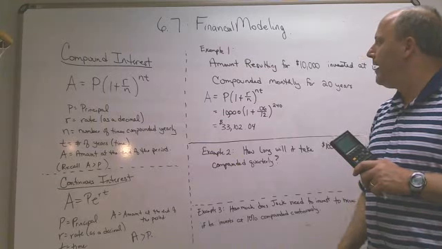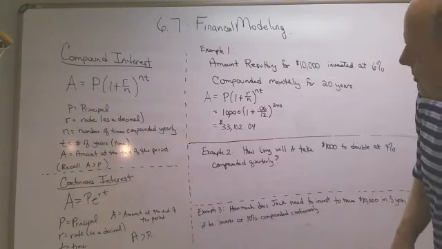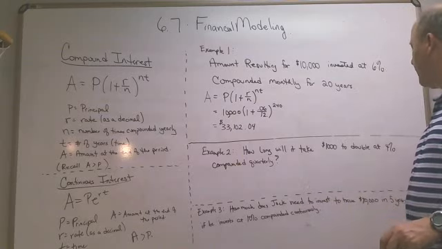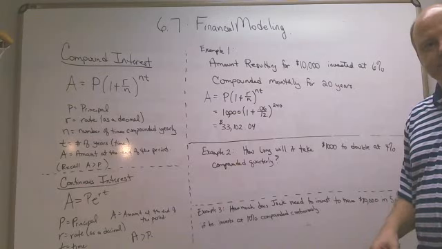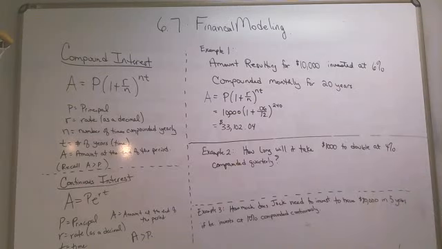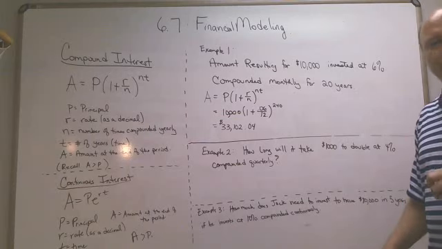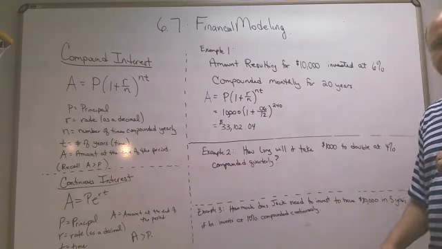So, okay. Now that's example one. Now example two is asking for us, how long will it take for $1,000 to double? Which means you want to know how long it takes for $1,000 to get to $2,000 at 4% compounded quarterly. So this time we already know what we start with. We know how much we're going to end up with. We want to know how long it takes for that to happen.